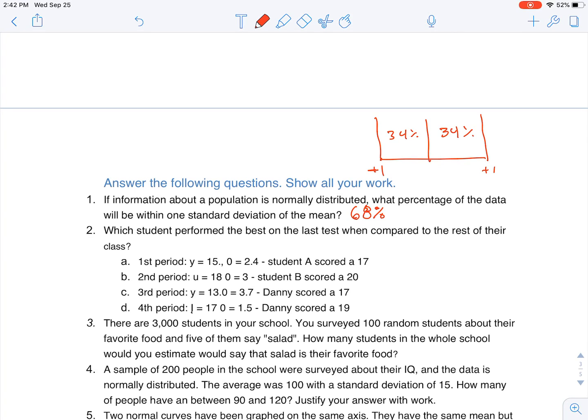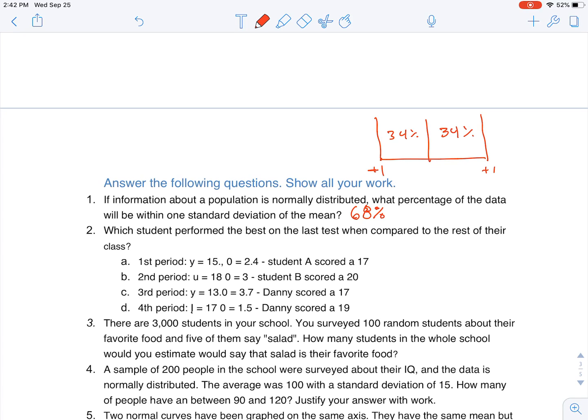Okay, which student performed the best on the last test when compared to the rest of their class? Okay, so we fixed the formatting on this a little bit. All these were the mean, basically, and this was the standard deviation numbers there. So first number mean, and the next one is standard deviation.